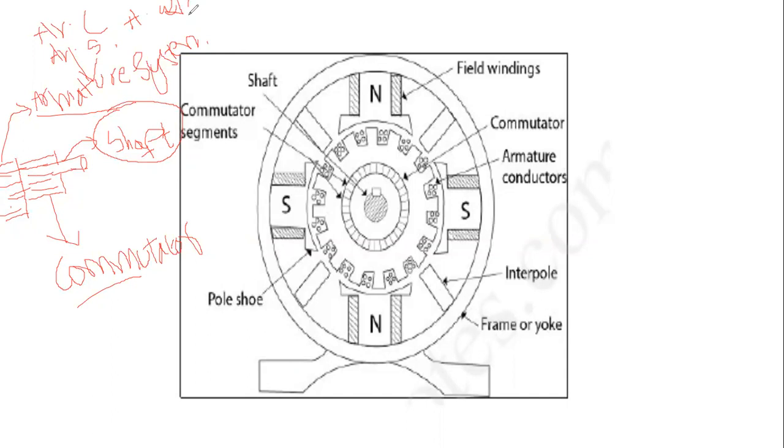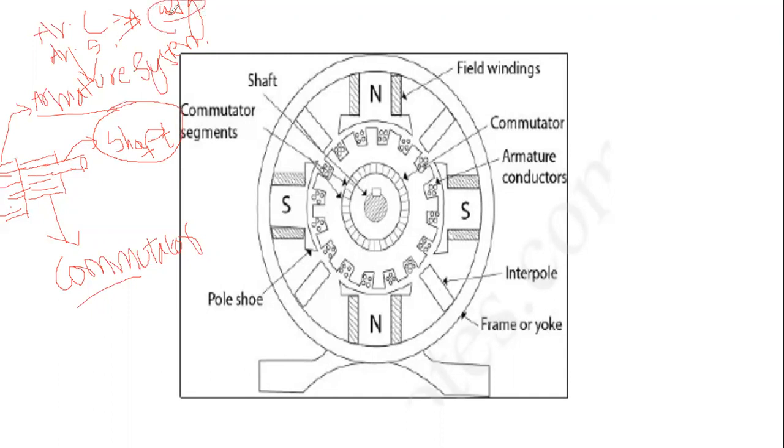Okay, next one is the armature windings. The armature system consists of three parts: armature conductors, armature slots, and the armature windings. What is the purpose of this armature winding? When the magnetic flux is produced in the field winding, that flux is cut by this armature winding.